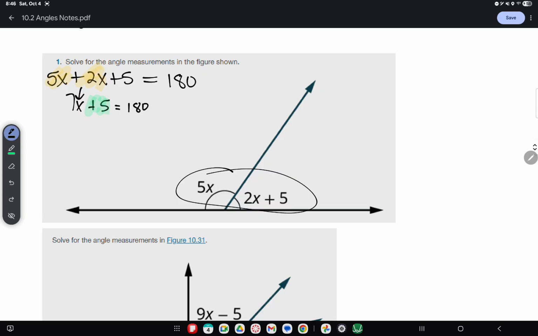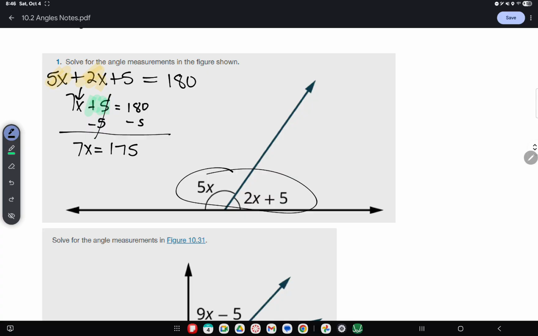I'm sure you're asking, well, what can I do to move it? So we're going to do the opposite of how it's attached to the x. So that 5 is attached to the x with a plus. So I have to do the opposite. So the opposite of plus is minus. So I'm going to subtract 5 from both sides. Because 5 minus 5 is 0. So I'm left with just 7x. And then 180 minus 5 is 175. And then x is close to being by itself. I just have a 7 attached to it now.